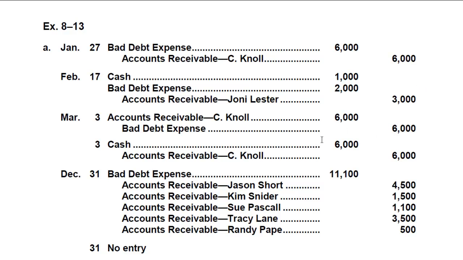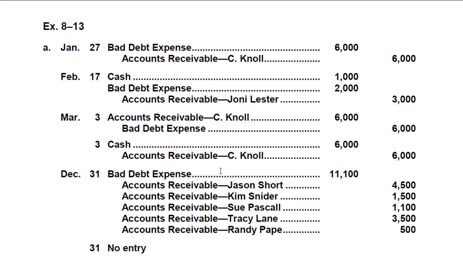And then the next step is to record the entry to show the receipt of cash. And this is the same entry we would make if we just received $6,000 from any person or company that owed us money. We would debit cash by $6,000 and we would credit accounts receivable by $6,000.